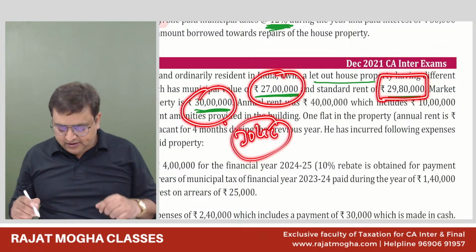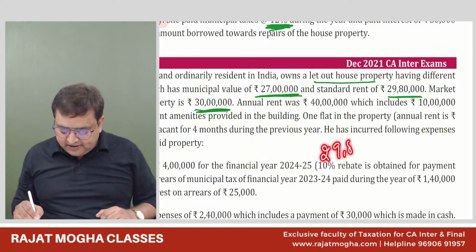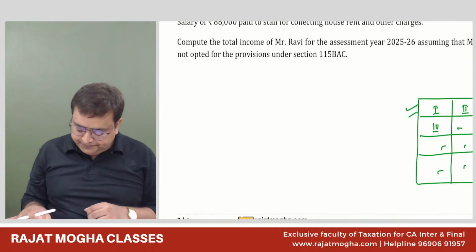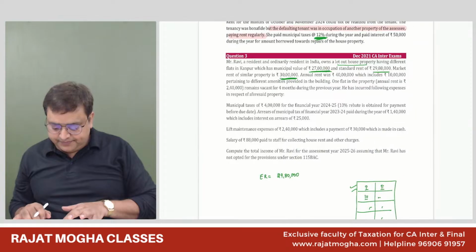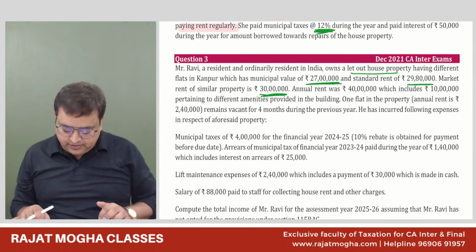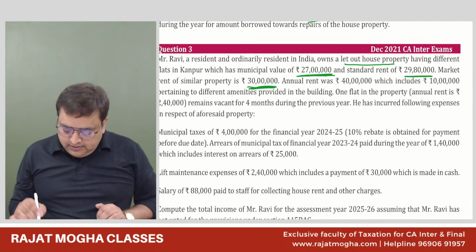Now please tell me whether this entire 40 lakh will go in house property, or we have to deduct 10 lakh and only 30 lakh should go in house property. The actual rent, what should we take? 40 entirely, or should I deduct 10 and take 30? 30.